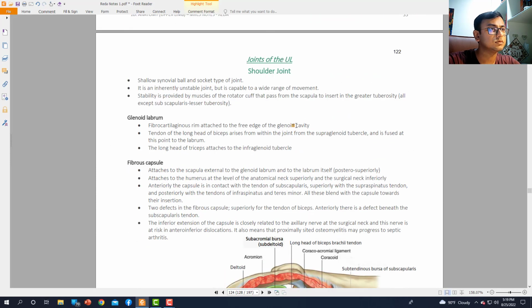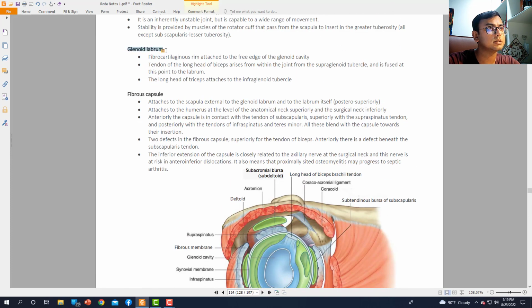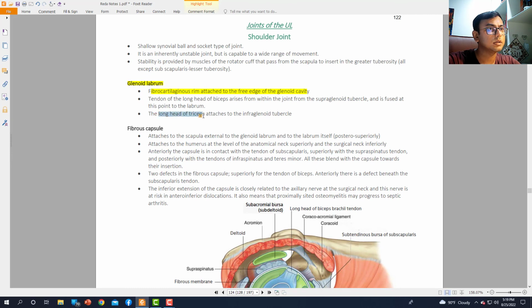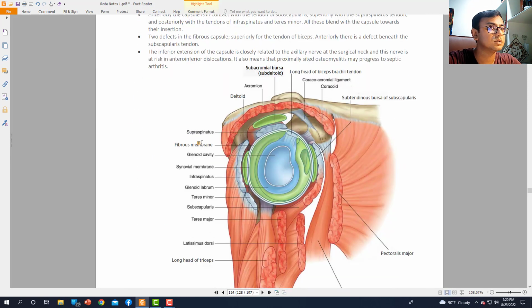Now the joint. The shoulder joint is a synovial joint. The glenoid labrum is a fibrocartilaginous rim with a free edge. The long head of the triceps is attached to the infraglenoid tubercle, and the long head of biceps arises from the supraglenoid tubercle. Shallow synovial groove, unstable joint, capable of a wide range of movements, that is circumduction movement here like this. The fibrous capsule is very important.